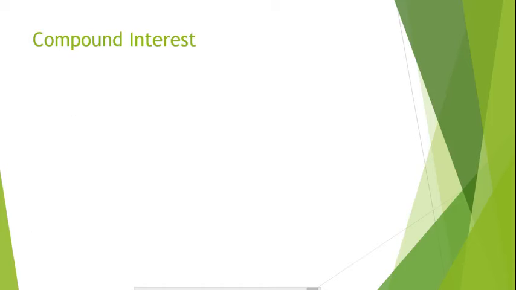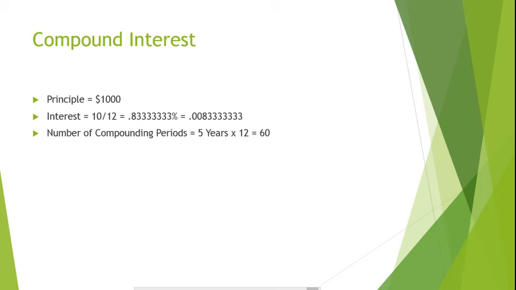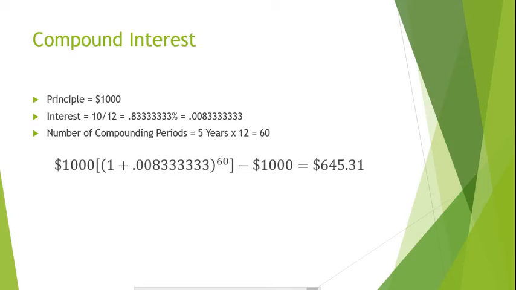What if you invested $1,000 in an investment that earned 10% interest compounded monthly and held it for 5 years? How much interest would your investment earn? Just make the proper calculations to the interest rate and the number of compounding periods and plug your values into the compound interest formula. Our principal is $1,000. Our interest rate per compounding period is 0.0083333333, and our number of compounding periods is 60.